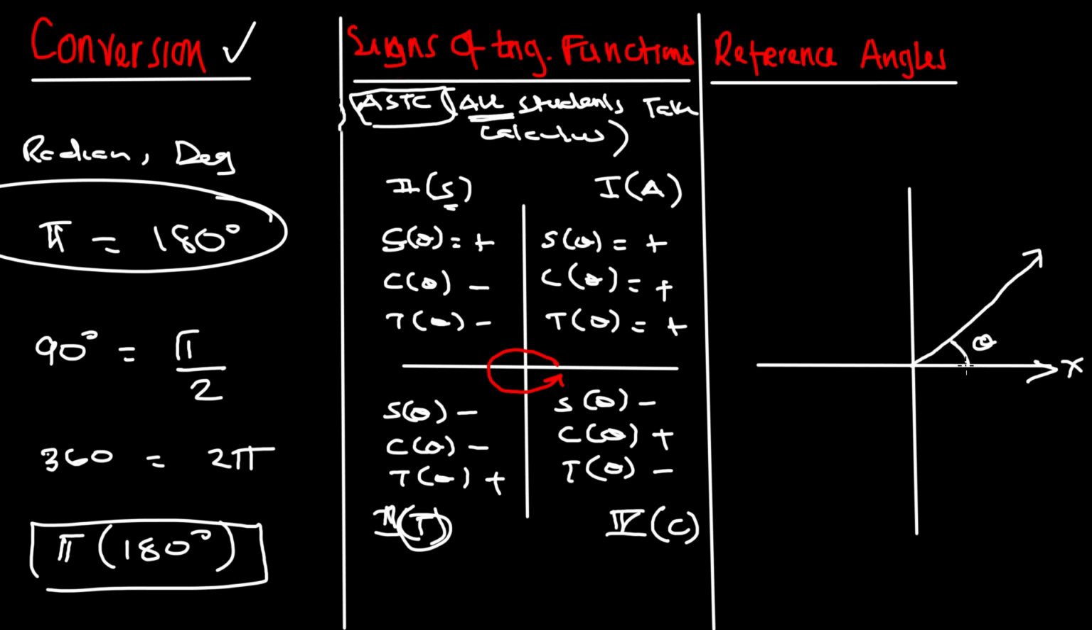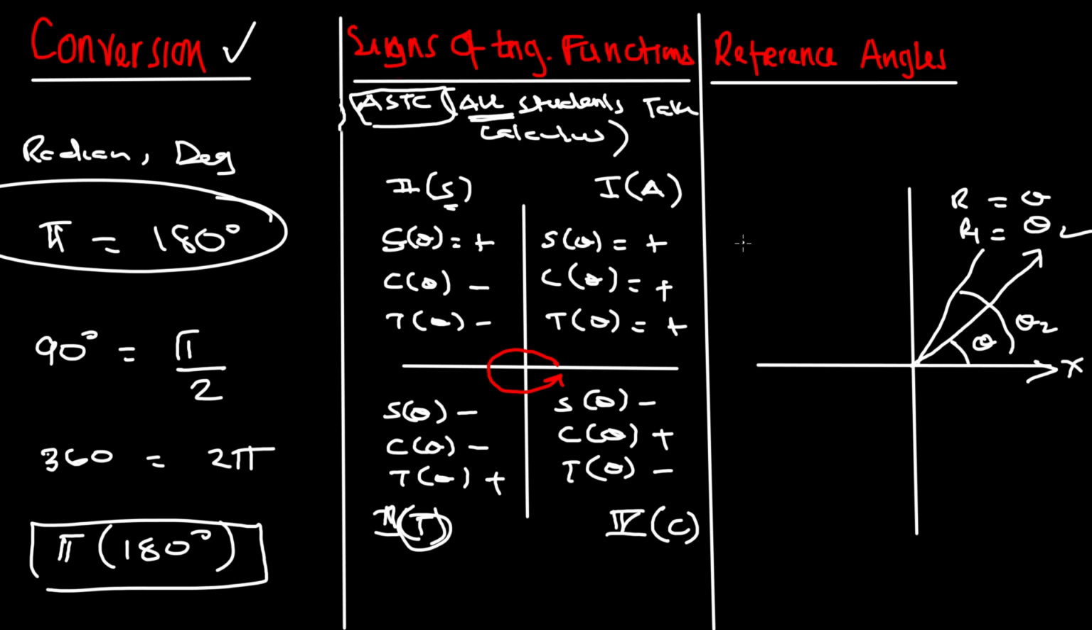Okay, this angle here. And so you find that in the first quadrant, the reference angle is equal to theta. So the angle itself here will be equal to the reference angle. For example, if I have another one here, and it's theta 2, the reference angle for this one will still be theta 2, right?